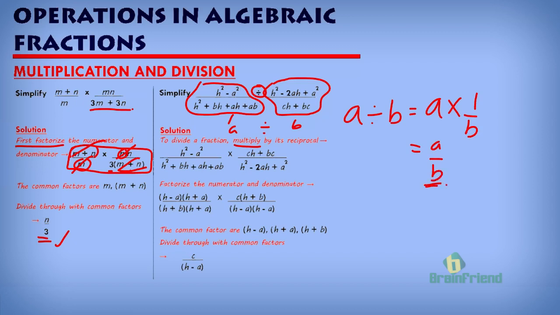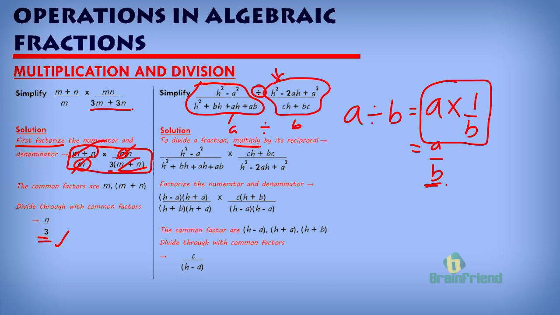So in the same way, when we carry out division operations in algebraic fractions, we take note of this form here. So h squared minus a squared all over h squared plus bh plus ah plus ab divided by all of this becomes h squared minus a squared all over h squared plus bh plus ah plus ab times the reciprocal of our expression here, which becomes ch plus bc all over h squared minus 2ah plus a squared. So now that we've rearranged it, what do we do next?